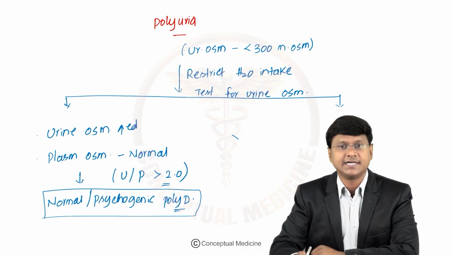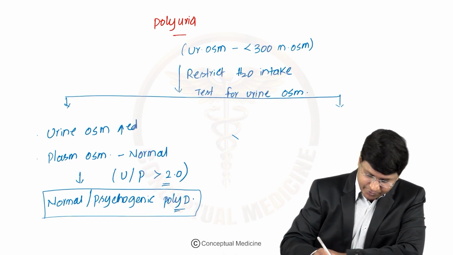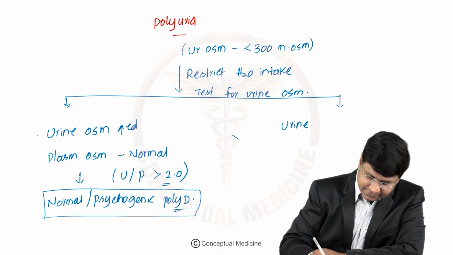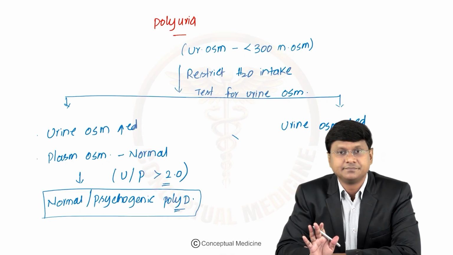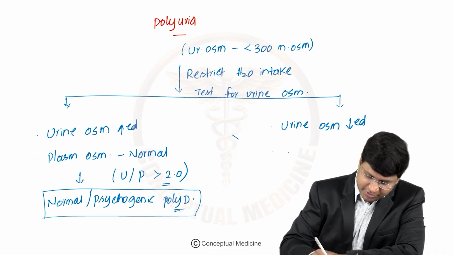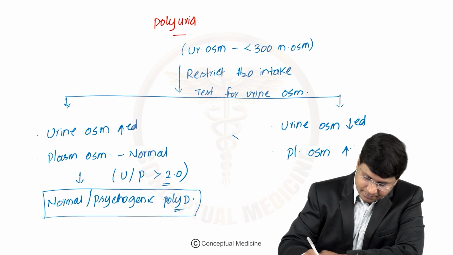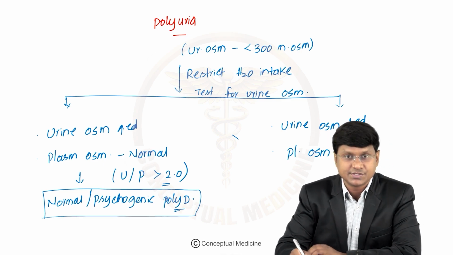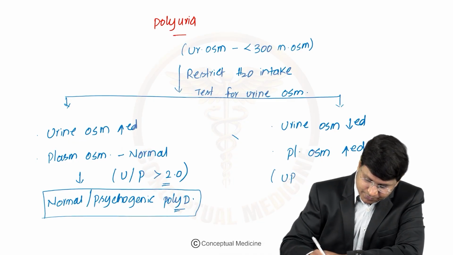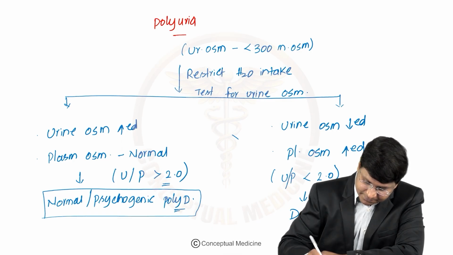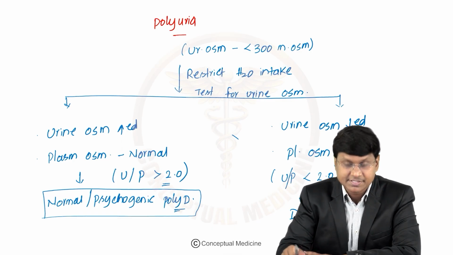In the other way around, you take the other scenario. If the urine osmolality is still on the lower side, and plasma osmolality is increased, and if you take the U by P ratio and it is less than 2, then this is suggestive of diabetes insipidus.